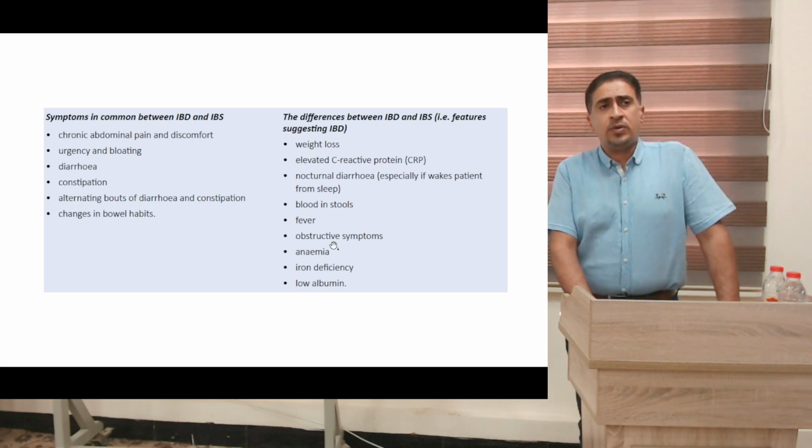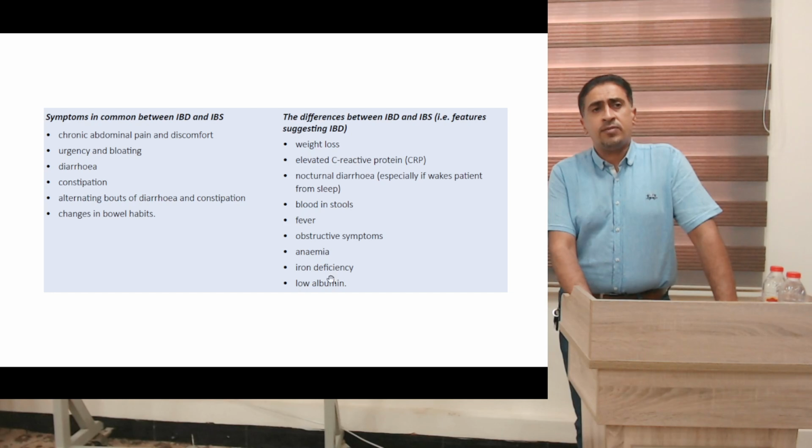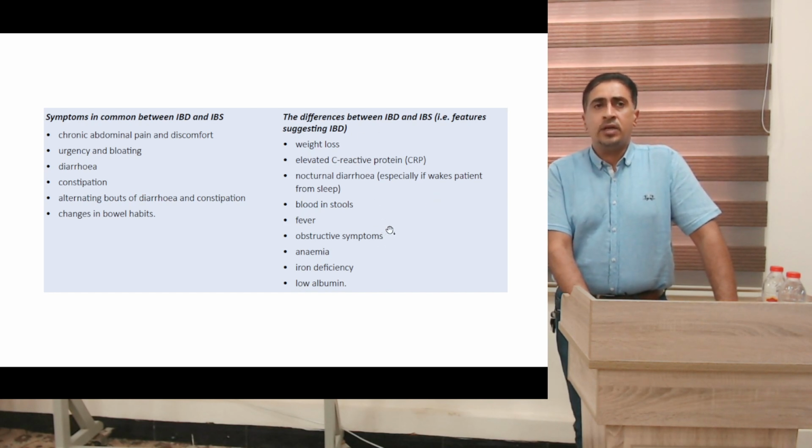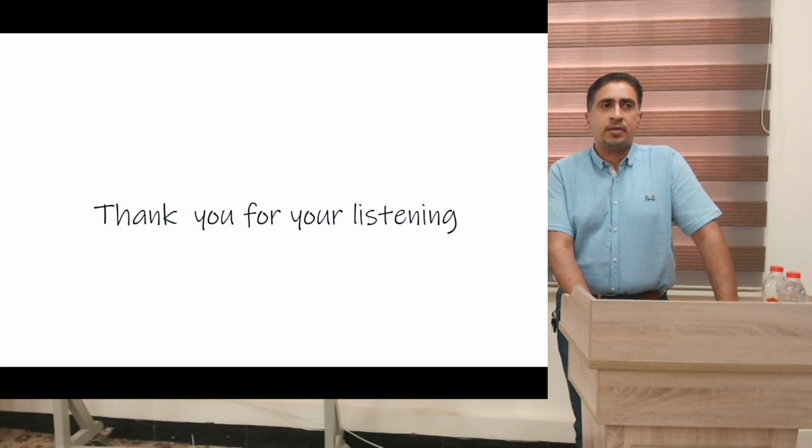Blood in stool, fever, obstructive symptoms, anemia, iron deficiency, low albumin. All these mean there is prolonged inflammation. So when you keep in mind these symptoms, you can diagnose patients with inflammatory bowel disease, and you don't falsely diagnose IBS in patients with inflammatory bowel disease.